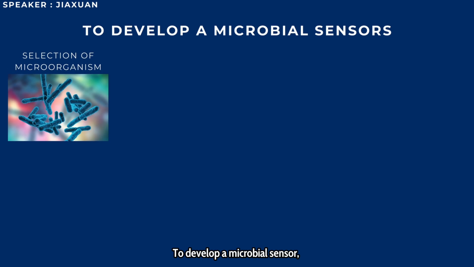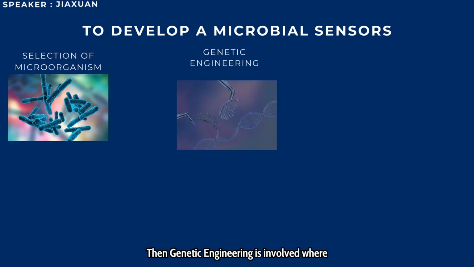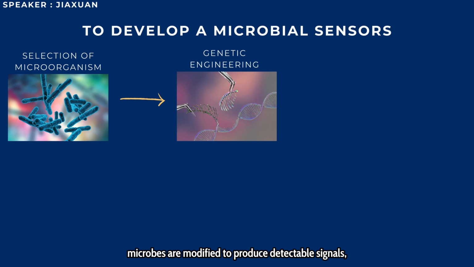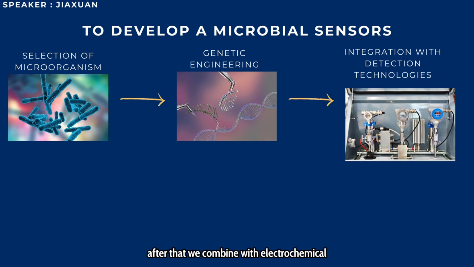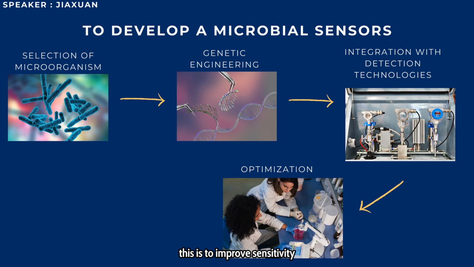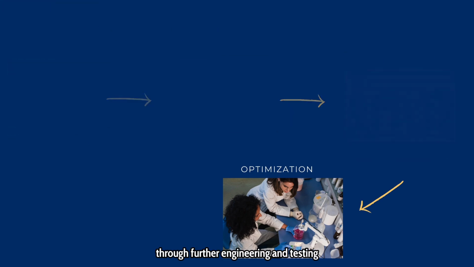To develop a microbial sensor, it involves several key steps. The first step is the selection of microorganisms, where we have to choose microorganisms that are highly sensitive to the target analyte so that it's effective. Then genetic engineering is involved, where microbes are modified to produce detectable signals such as fluorescent or electrical changes in response to the target substance. After that, we combine with electrochemical or optical detection methods to create a complete sensor system, where integration with detection technologies is involved. The last key step is optimization. This is to improve sensitivity, specificity, and response time through further engineering and testing.